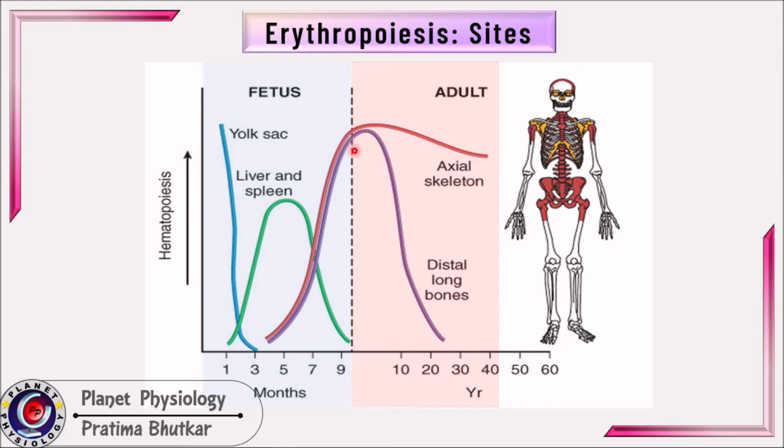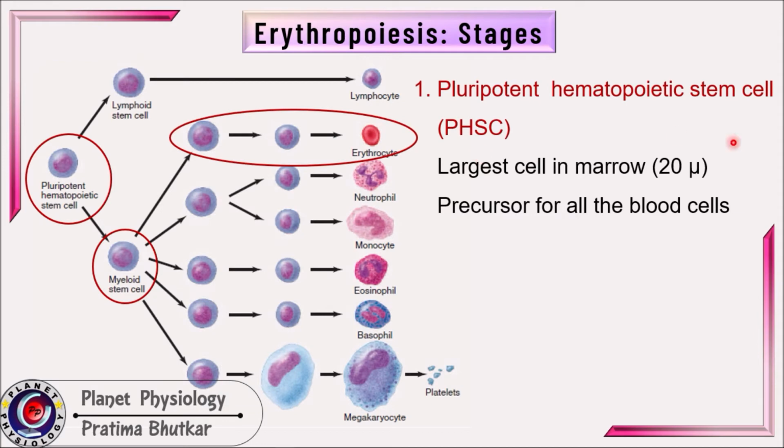After birth, till the age of 5 years, all the bones are producing RBCs, but after the age of 20, it is only the membranous bones which are engaged in the process of erythropoiesis. Now let us study the stages of erythropoiesis.